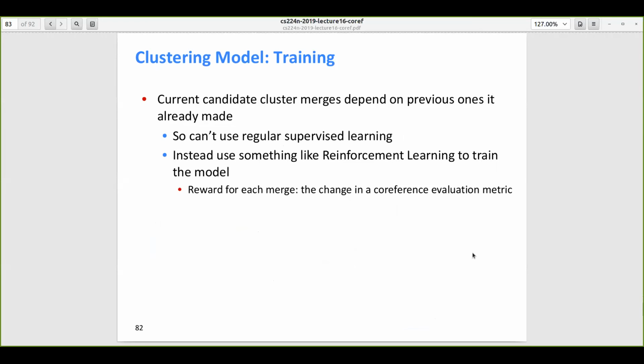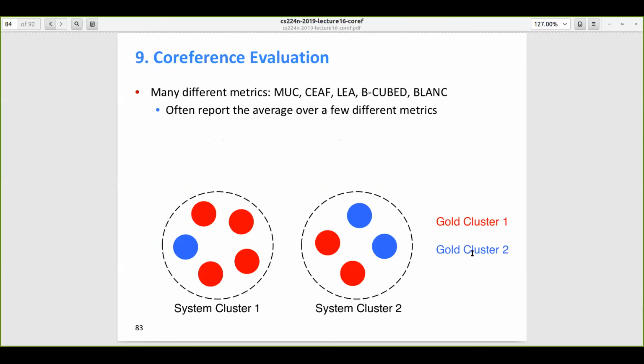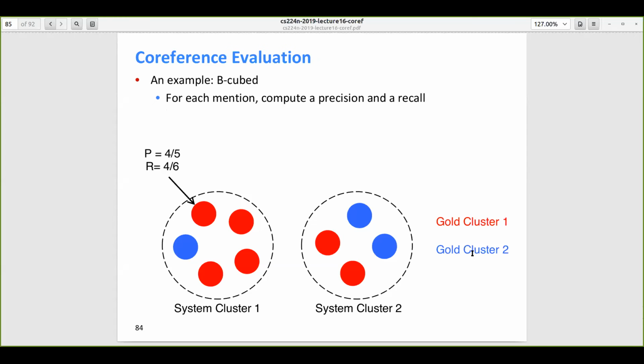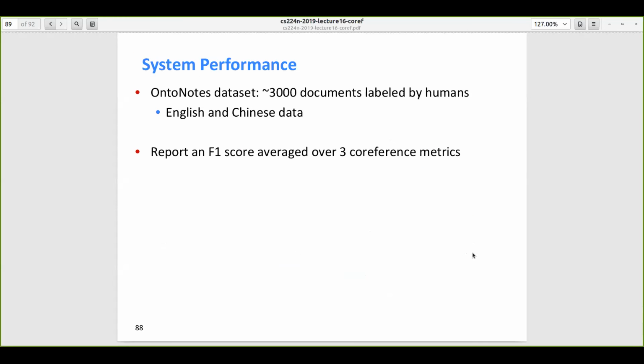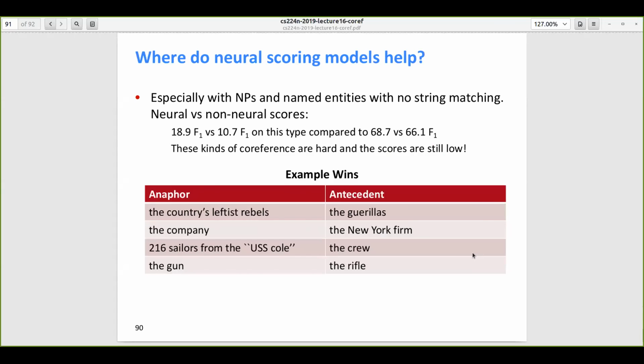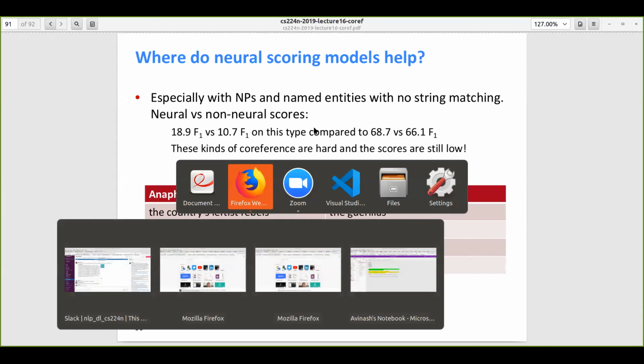Okay, we have some slides here. This is about evaluating coreference. There are some metrics like MUC, CEAF, LEA, and B cubed. Okay, so I have a blog that I want to quickly go through. I'll do that now.